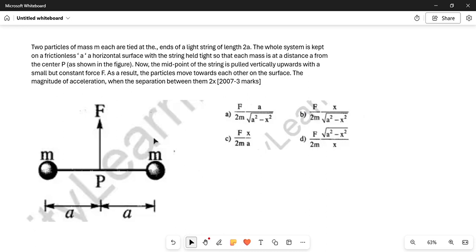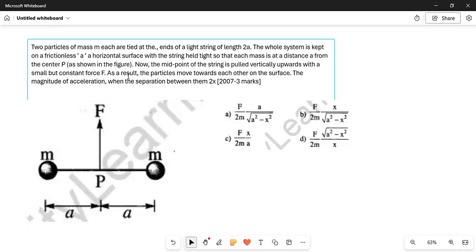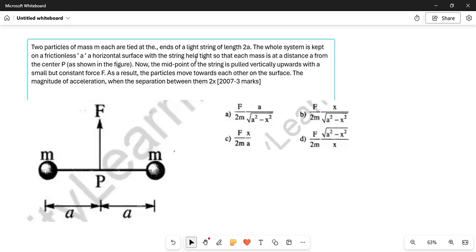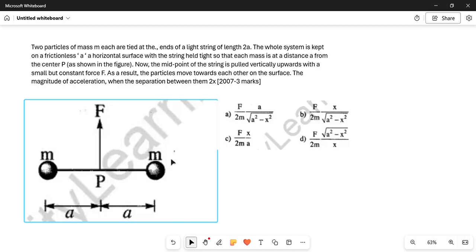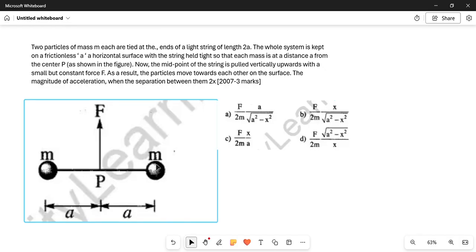Okay, this is an interesting problem. So, the problem is given here. Two particles of mass m are tied at the ends of a light string of length 2a. The whole system is kept on a frictionless horizontal surface.